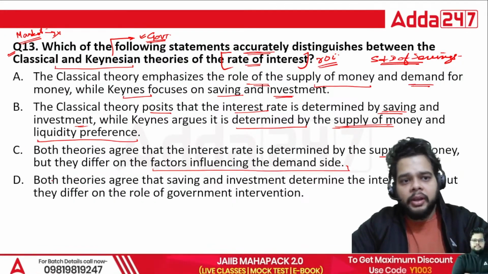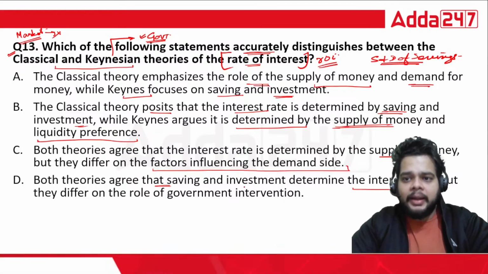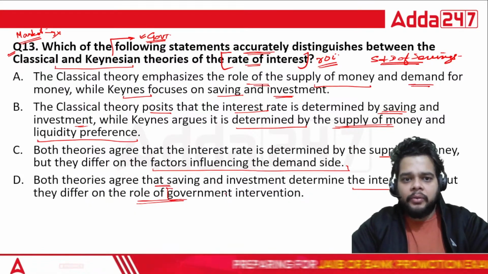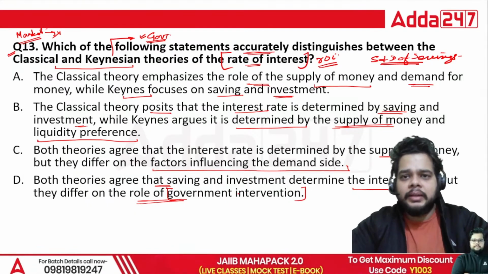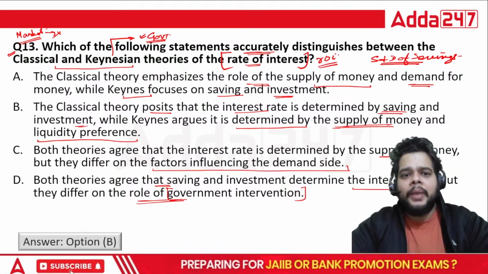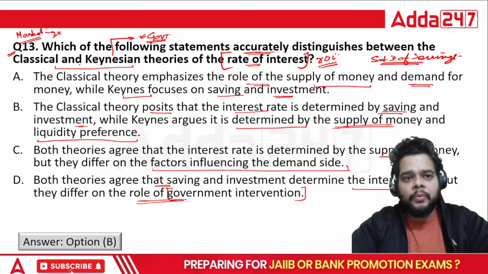Right? So this is wrong. Both theories agree that saving and investment determine the interest rate, but they differ on the role of government intervention. Definitely, we say that the role of government intervention is a point of contention between J.M. Keynes and the classical economists. But when we talk about the actual reason, it was this only.